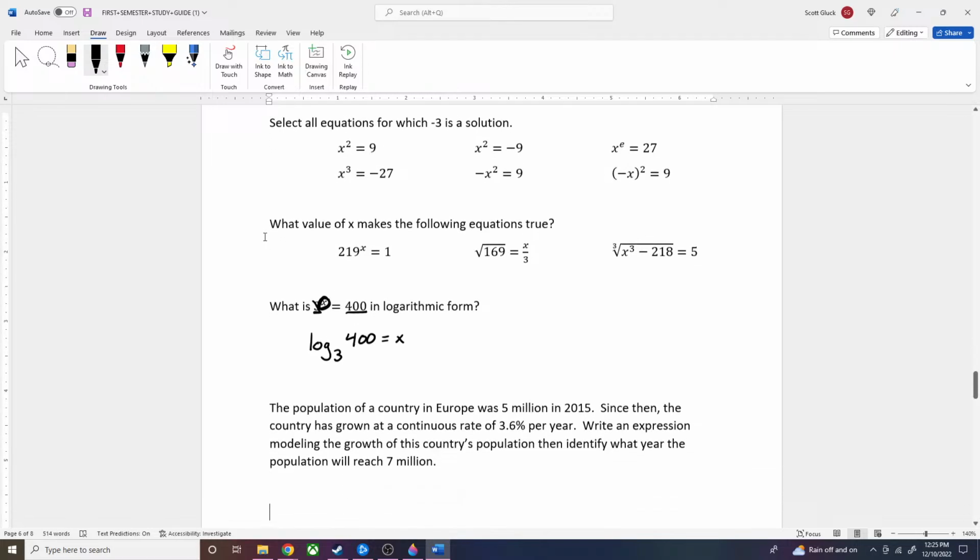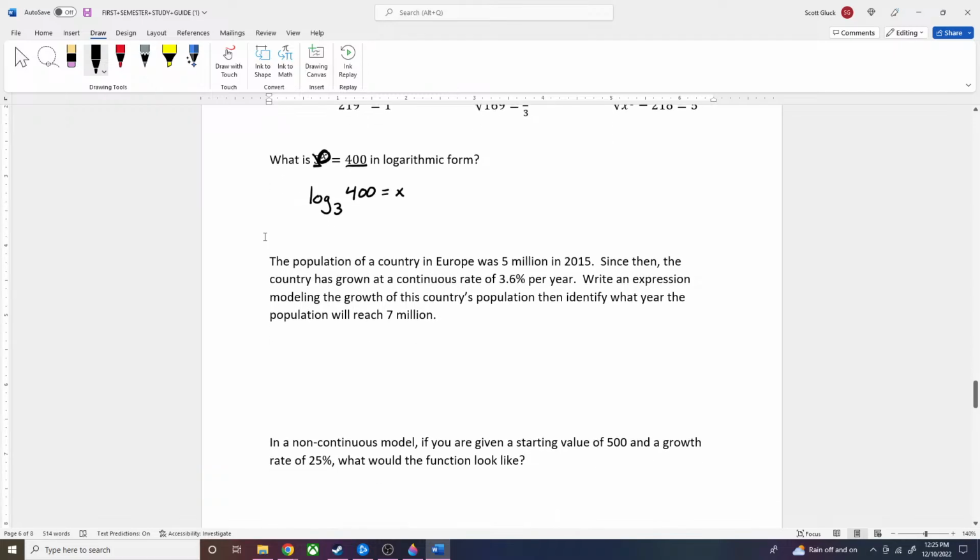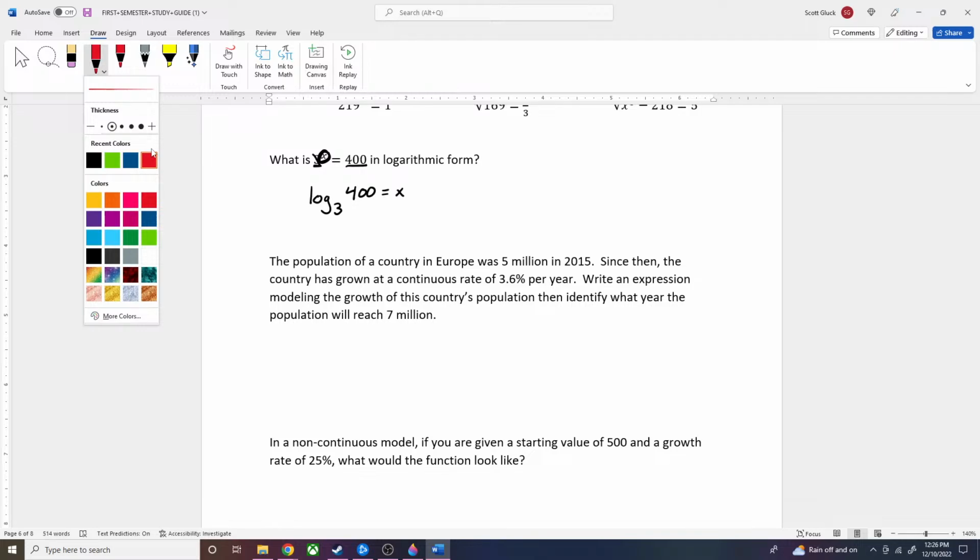Now, the next problem is not quite as simple. The population of a country in Europe was 5 million in 2015. Since then, the country has grown at a continuous rate of 3.6% per year. Write an expression modeling the growth of this country's population, and then identify what year the population will reach 7 million. So my advice to you on a question like this is to break it down, because it is two separate questions, okay? We're going to identify what those two separate questions are.